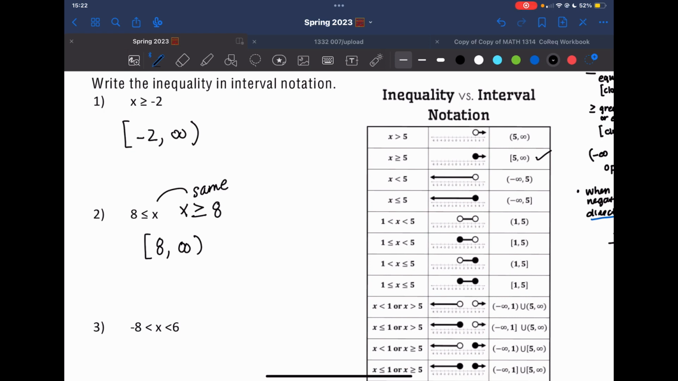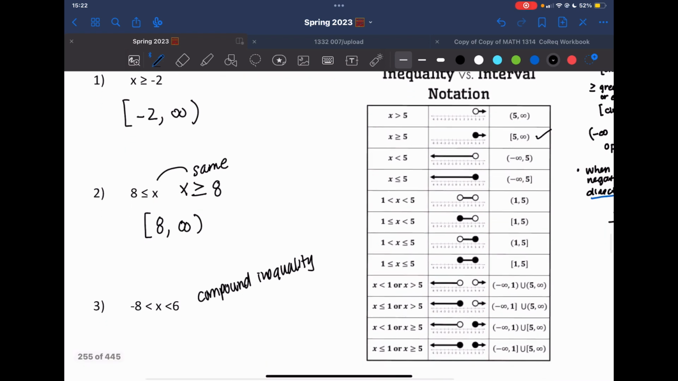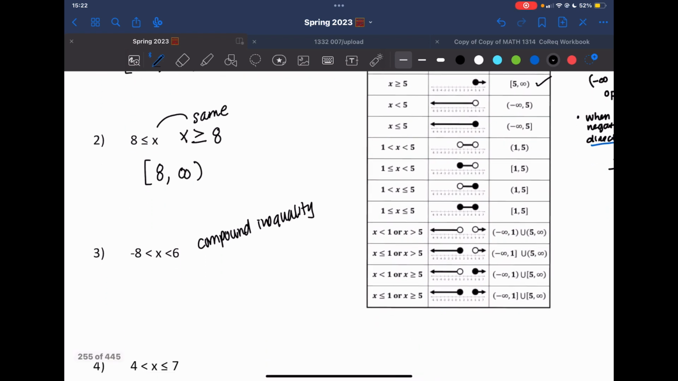Number 3 is what we call a compound inequality. So a compound inequality basically means that you got to look at the notation to decide what you're going to have. So this is going to be not included, so this is parentheses, and this other one's not included. If I read this together, it has -8 is less than x, which is less than 6. So I have -8 comma 6, and both of those are soft parentheses.